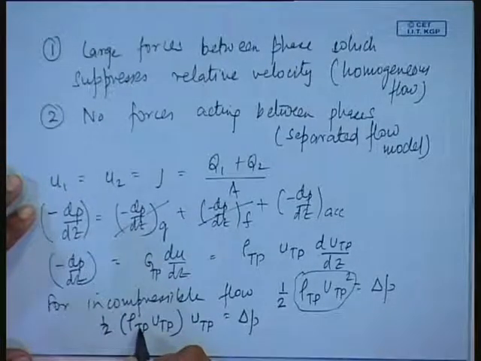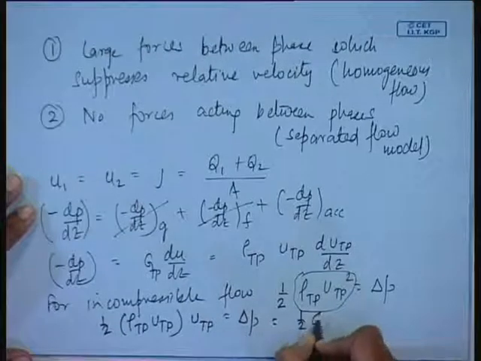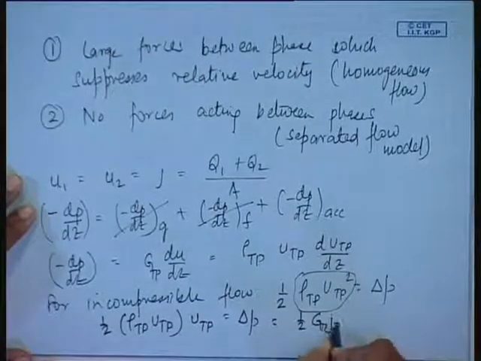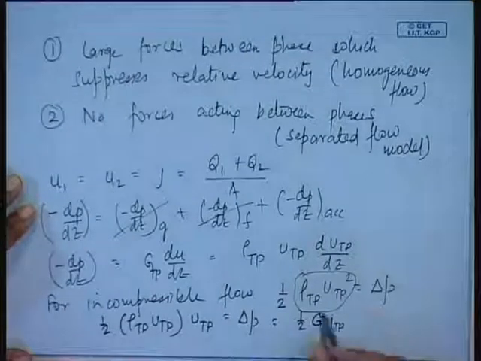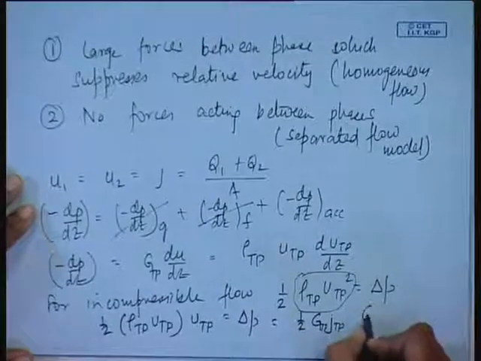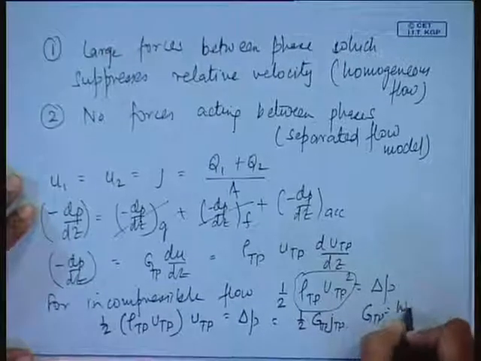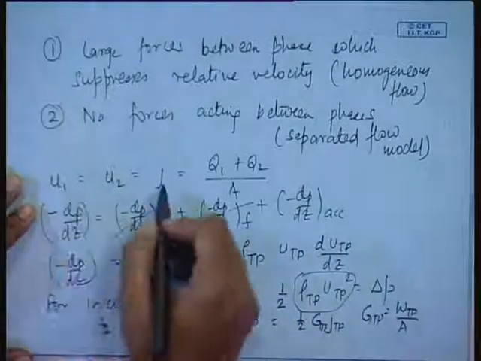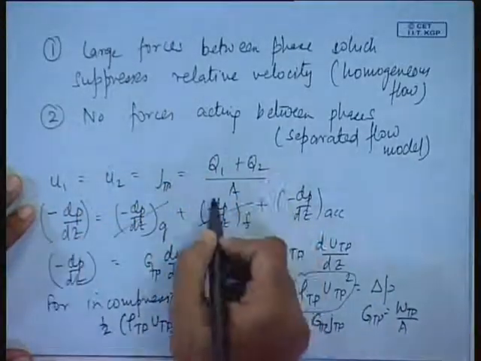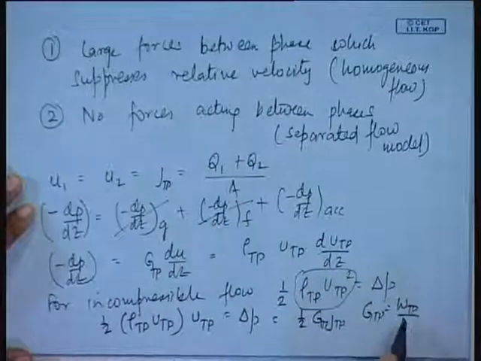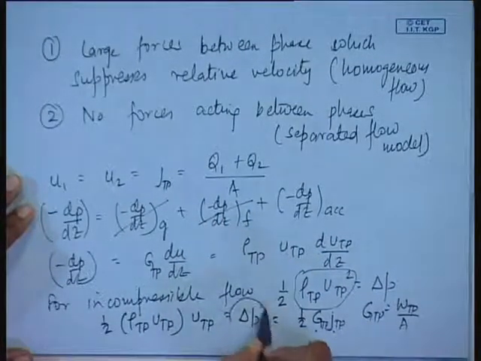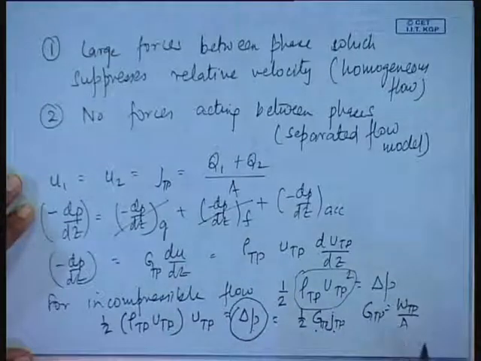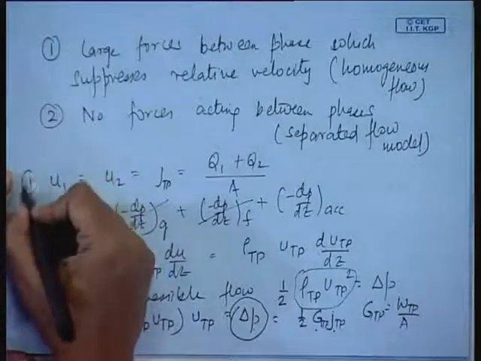G. So this is nothing but half G J, or G_tp, J_tp. Yes or no? G_tp is nothing but W_tp by A, or (W1 plus W2) by A. J_tp is nothing but (Q1 plus Q2) by A. So we can find out J_tp, G_tp, and we can find out delta P. We know the final pressure as 1 atmosphere, so we can find out the initial pressure. Very simple problem.